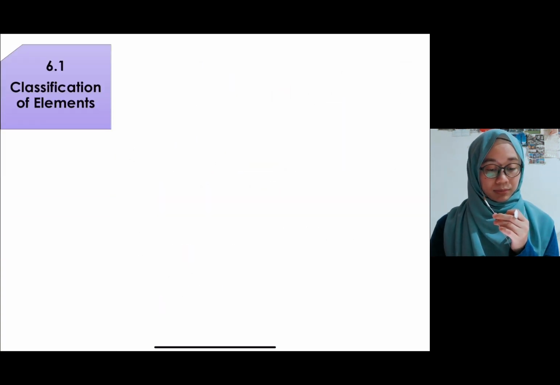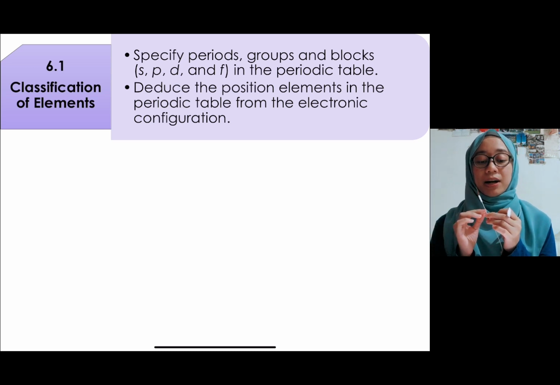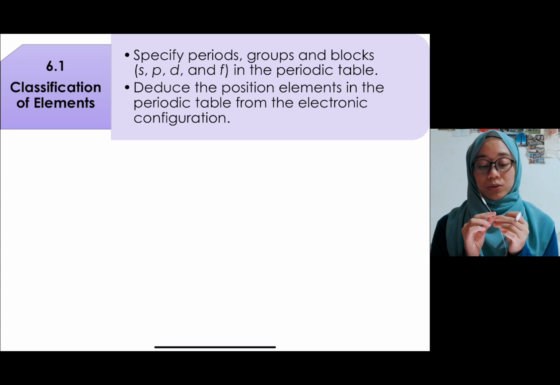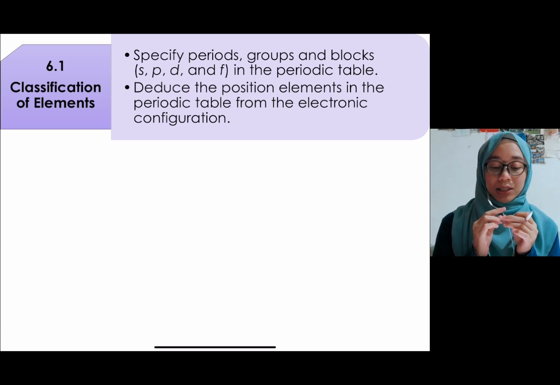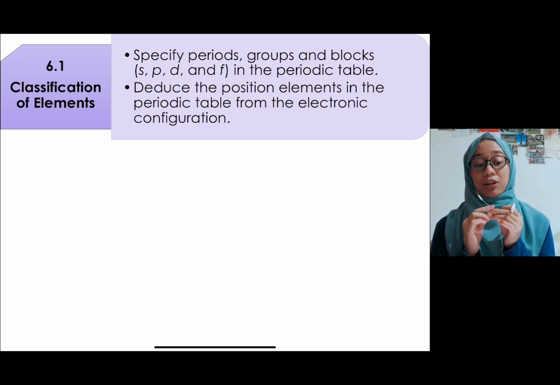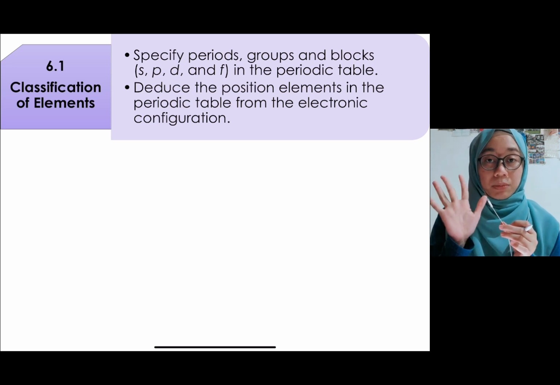So for the first subtopic, we are going to have a look at how to specify periods, groups and also blocks in the periodic table. And then we will be deducing the position of elements in the periodic table from the electronic configuration. So basically it is related to the things that we have learned in topic 5.